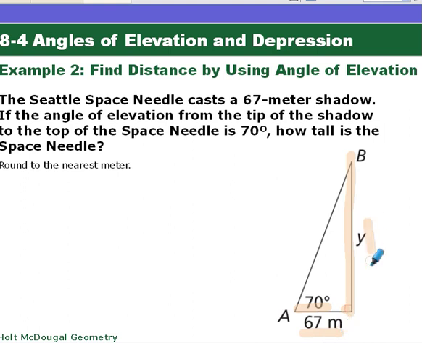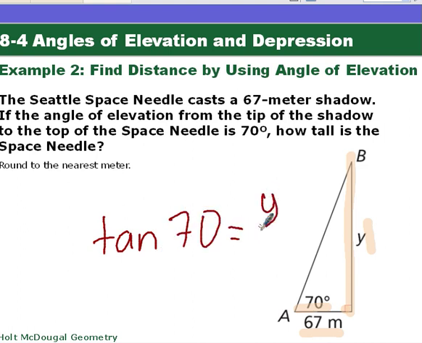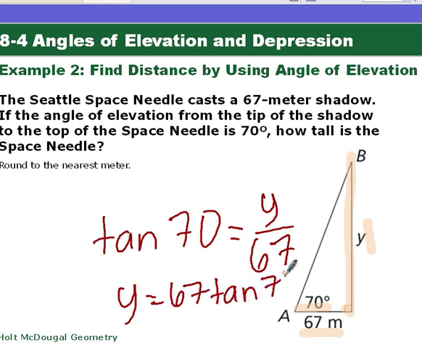What trig function will that be? Tangent! Tangent of 70 degrees equals y over 67. Cross multiplying, we get y equals 67 times tangent of 70. Punch that into your calculator, and you're going to get y to be 184 meters. So it's 184 meters.